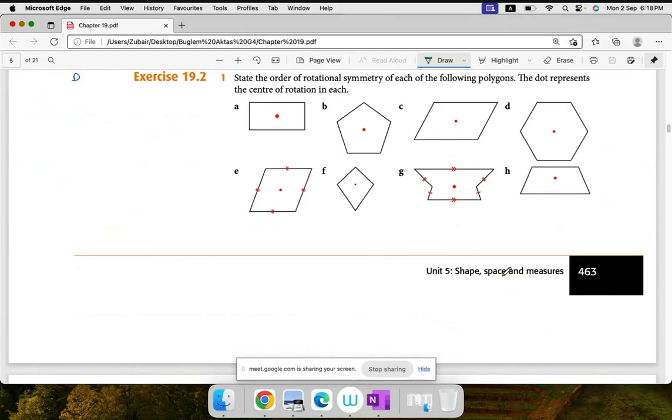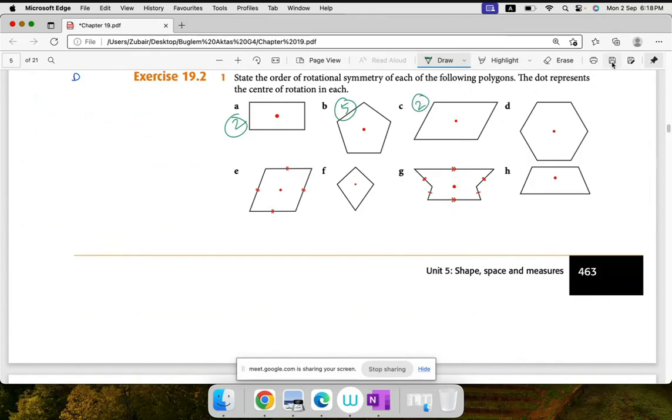State the order of rotational symmetry of each of the following polygons. The dot represents the center of rotation in each. So, what do you think will be the order of rotation in the first diagram, A? Two. Correct. Order of rotation in B? Five. Correct. C? One.